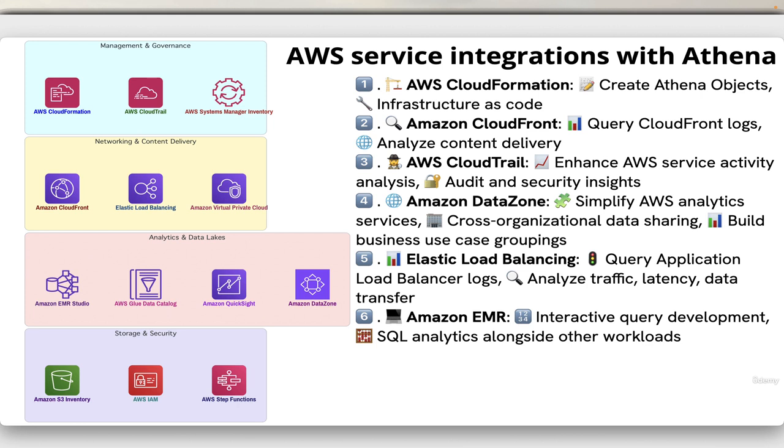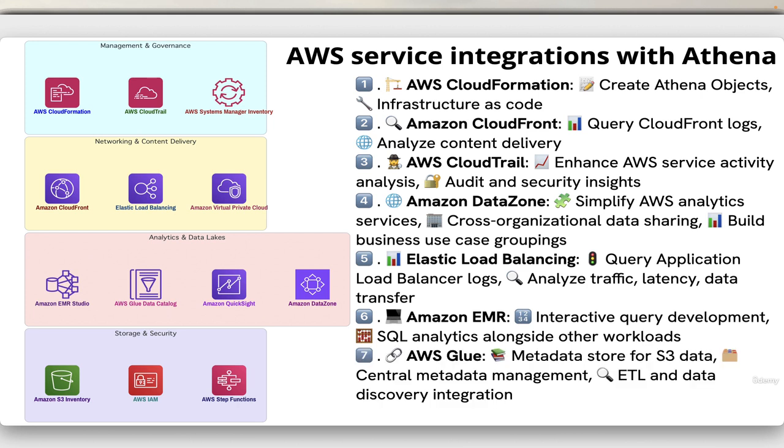Amazon EMR. You can utilize Athena in EMR Studio for interactive query development, enabling SQL analytics on Athena within the EMR interface alongside Spark, Scala, and other workloads. AWS Glue. Athena integrates with AWS Glue Data Catalog, providing a metadata store for data in Amazon S3. This enables table creation and data querying in Athena using a central metadata store accessible across your AWS account. It is integrated with AWS Glue's ETL and data discovery features.